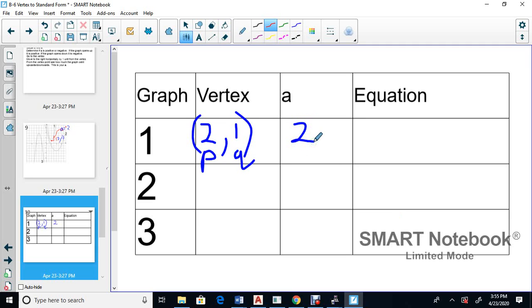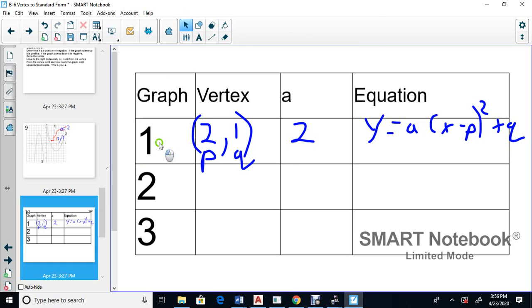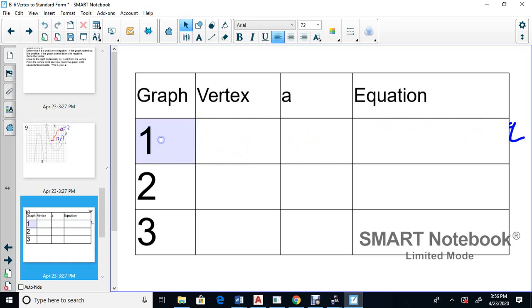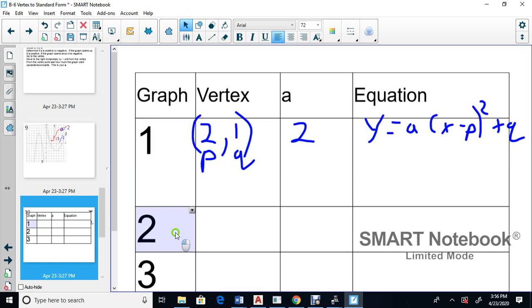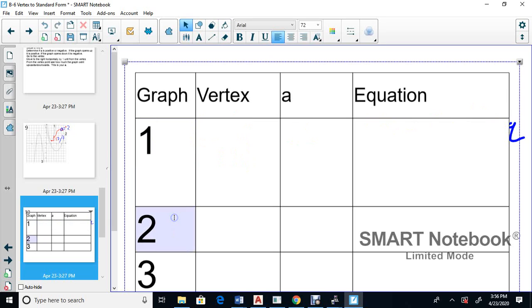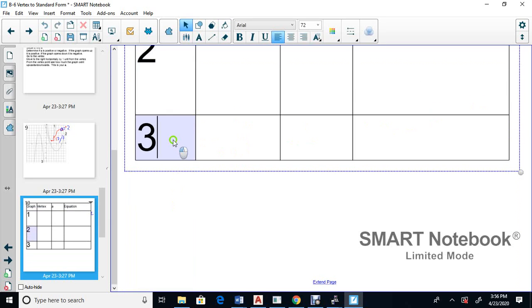Okay, equation. We're going to start off with y equals a, open bracket, x minus p, close bracket, squared, plus q. And then we're going to sub in these values, all these numbers here. Maybe I can just hit enter here to give myself a bit more room. Let's see if that works. We'll get lots more room for me to write.